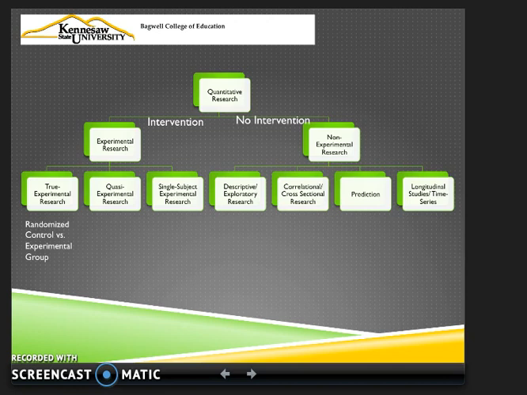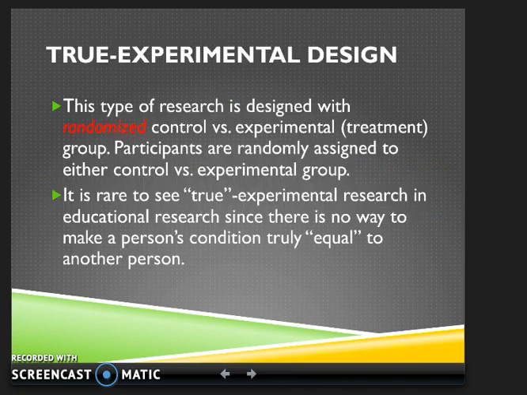For experimental research, typically there are three types of experimental research. One is true experimental research, one is quasi-experimental research, and one is single subject experimental research. For the category under non-experimental research, we have descriptive exploratory research, correlational cross-sectional research, prediction analysis, prediction study, and longitudinal studies or time series studies.